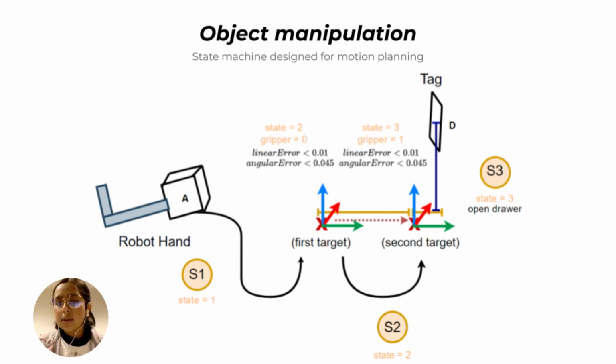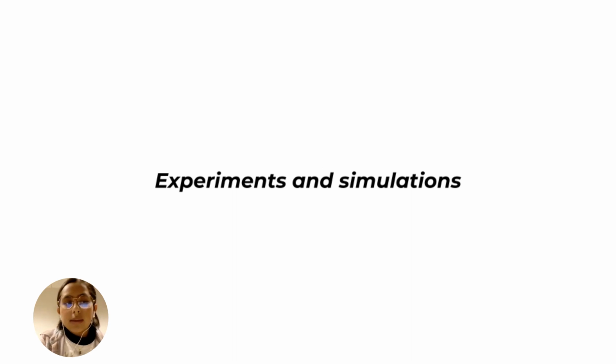So basically, it consists of different target points with which the hand will be able to reach the drawer, and after reaching the drawer, the hand will be able to manipulate the object, grasp the drawer and open it. So with different state machines, we can manipulate different kinds of objects, as we did in the experiments. So I will show the experiments and simulations made in each stage.